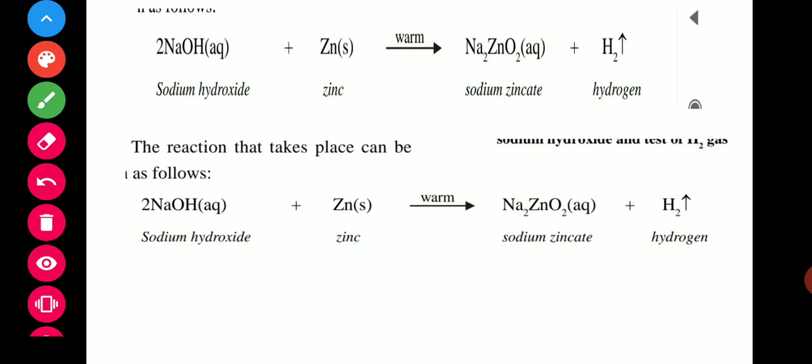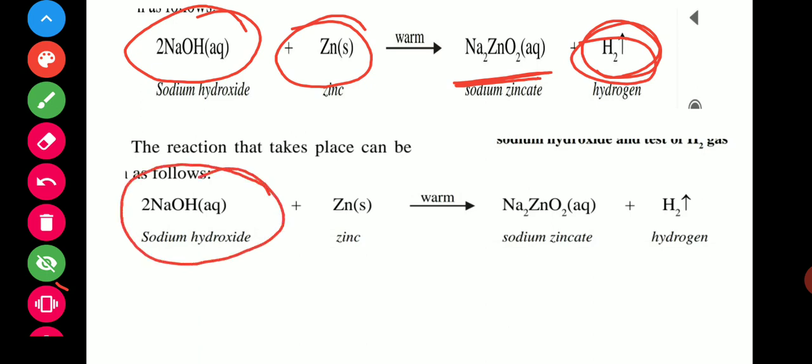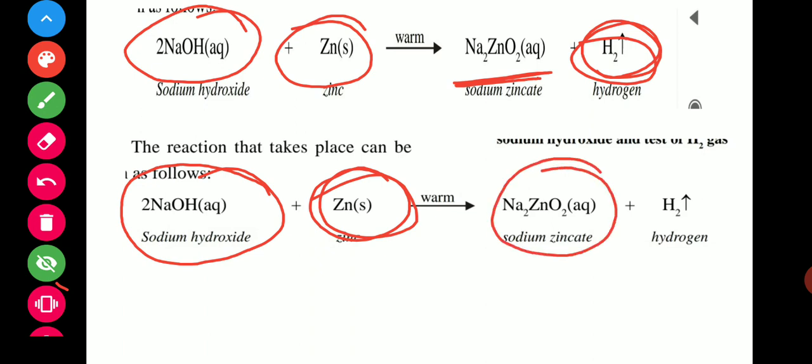Now, what is the effect of metals with base? The base, that is sodium hydroxide, whenever it reacts with zinc, it gives sodium zincate, Na2ZnO2, and hydrogen gas also. As you know, in this reaction, sodium hydroxide is taken as an aqueous solution, zinc as a solid, the sodium zincate formed is also a solid, and the hydrogen is in the form of gas.